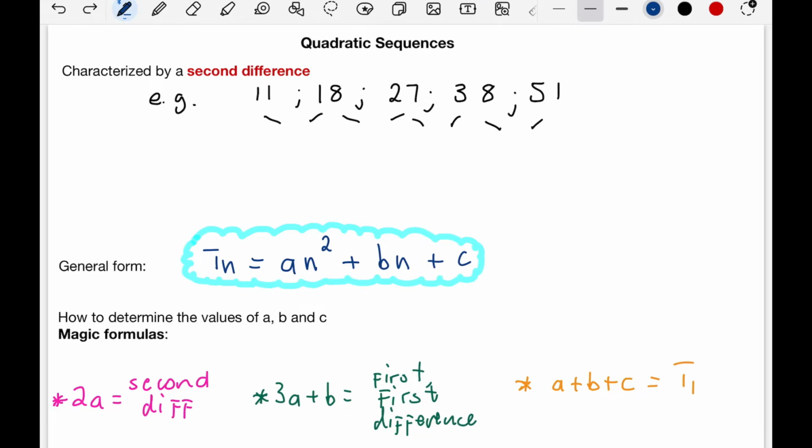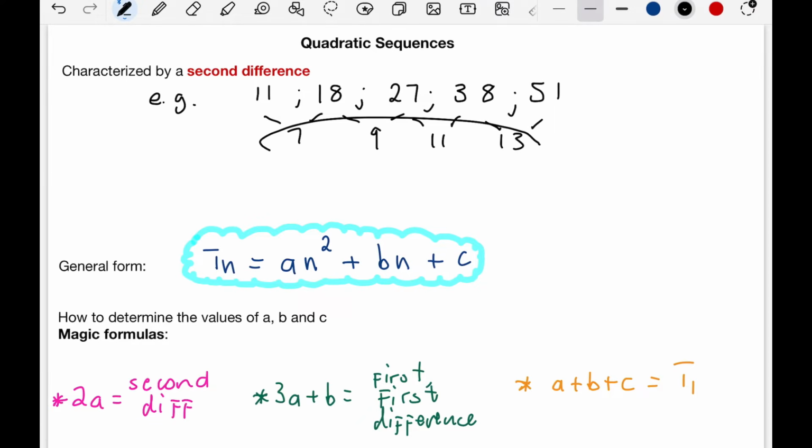Moving on, let's talk about quadratic sequences. You looked at these in grade 11, and we said they're characterized by what we call a second difference. But what is a second difference? Well, here's an example of a quadratic sequence: 11, 18, 27, 38, and 51. If you took the second term 18 and subtracted 11, you'd get 7. If you took 27 minus 18, you'd get 9. If you took 38 minus 27, you'd get 11, and 51 minus 38 would be 13.